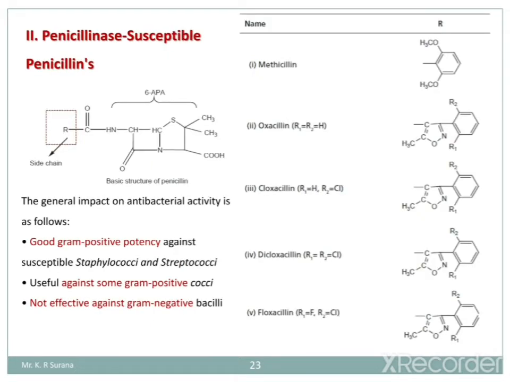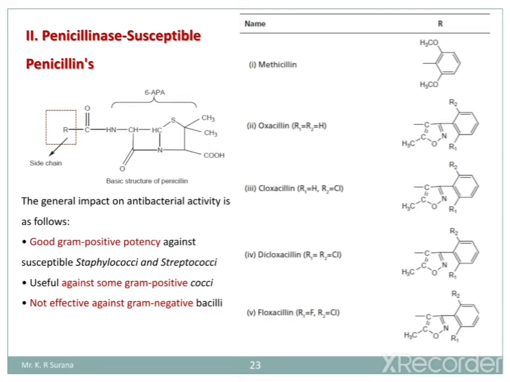Next is the penicillinase susceptible penicillins. Okay, the second class is the penicillinase susceptible penicillins. In that, again, the basic structure is given over here. The general impact on antibacterial activity is like this: the gram positive potency against the susceptible staphylococci and streptococci.